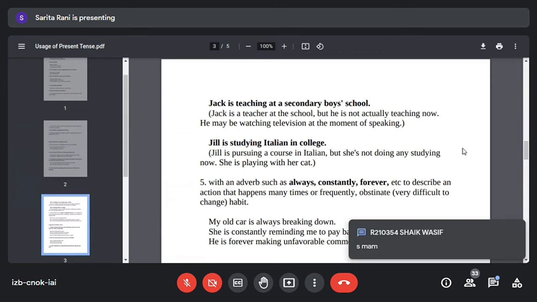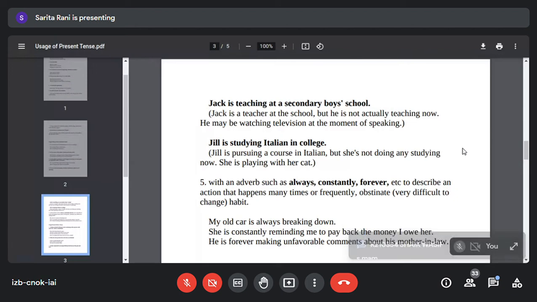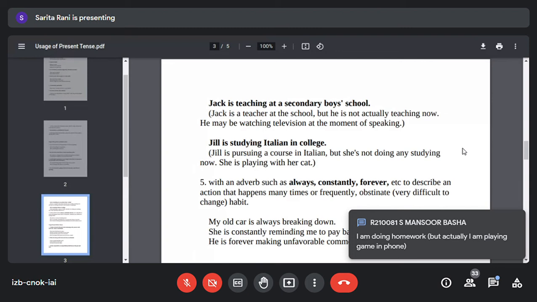For example, generally you can say that I am seeing a girl. I'm seeing a girl means you're meeting a girl every day or often throughout the year, but not right at this moment, someone whom you meet all the time.